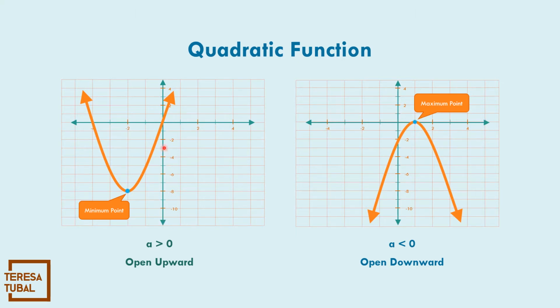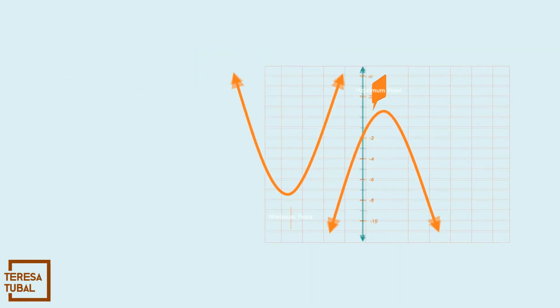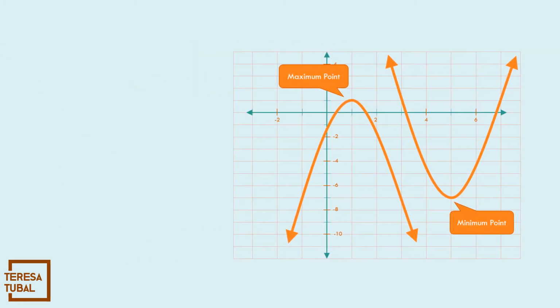So if the parabola opens upward, that is the minimum point. If the graph opens downward, that is the maximum point. So the parabola opens upward, that is the minimum point. If the parabola opens downward, that is the maximum point.